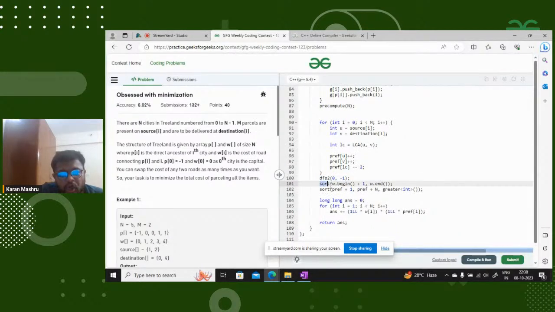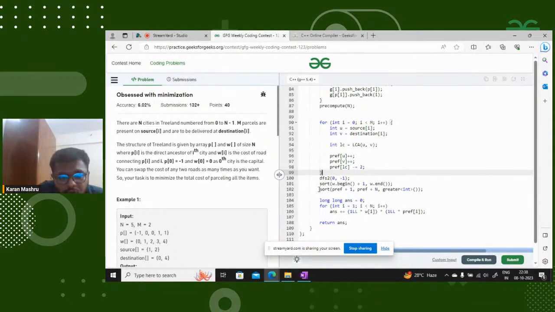Then I will sort the weight array, the weights of the edges, in ascending order. And remember, I will start from the first index. Why? Because the weight associated with the zeroth index is just to fill the array, that is 0, because there is no edge between 0 and its parent, because there is no parent of 0.